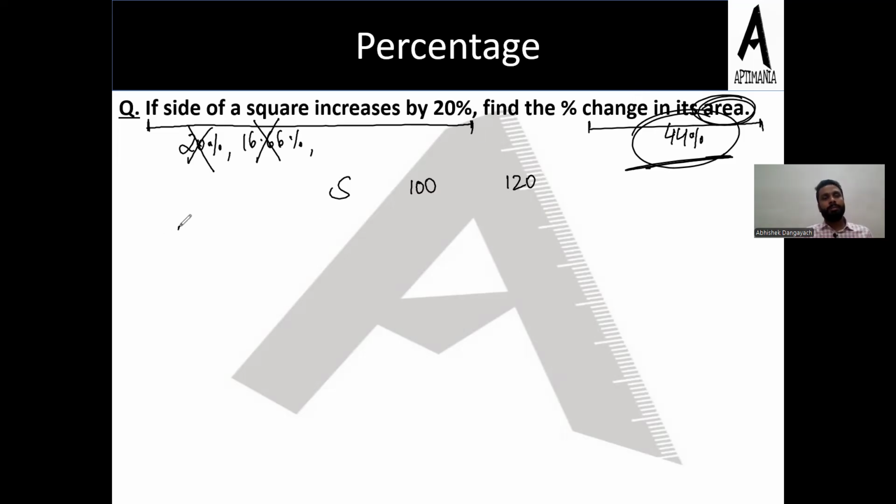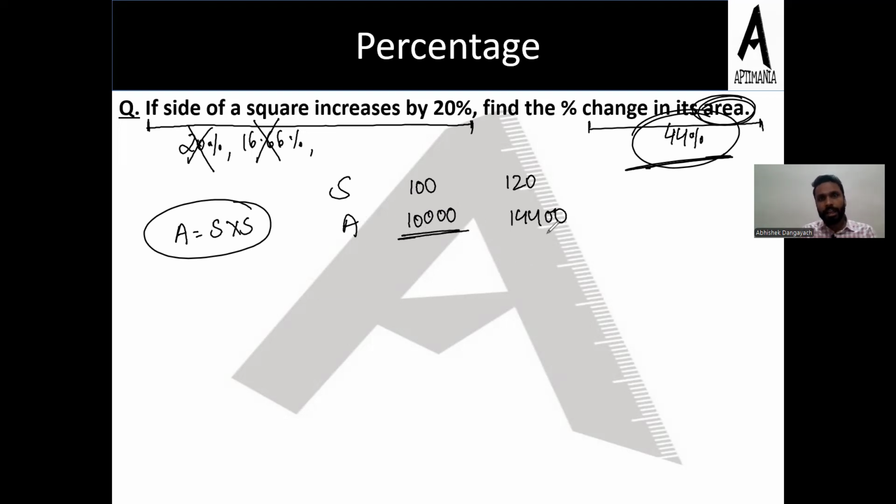So what I'll do is, first I should know what is the formula for calculating area of a square? Side into side. So when the side is 100, area is going to be 10,000. When the side is 120, area is going to be 12 squared. It's 144, so 14,400. Your area was first 10,000, now it has become 14,400.